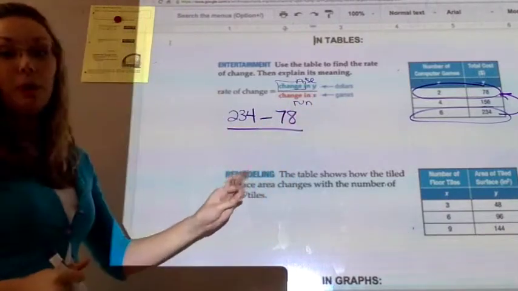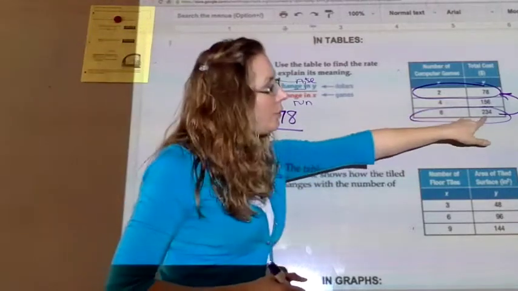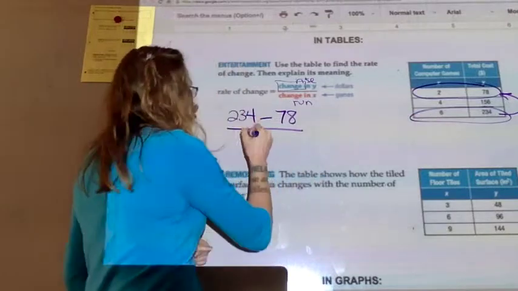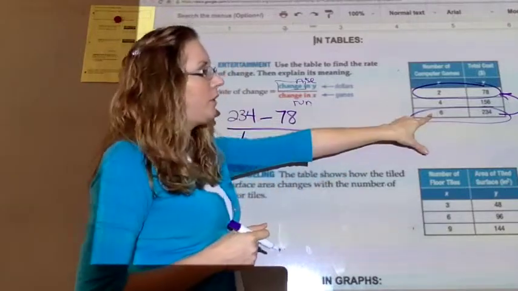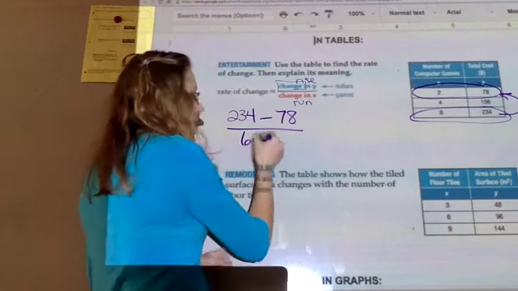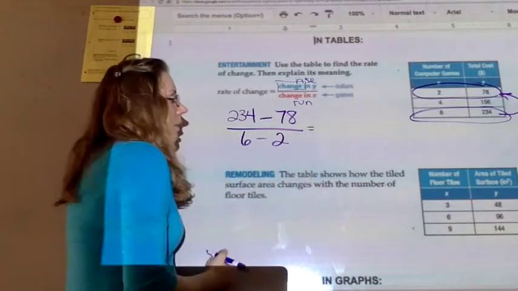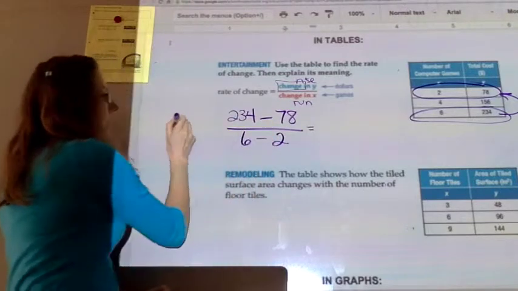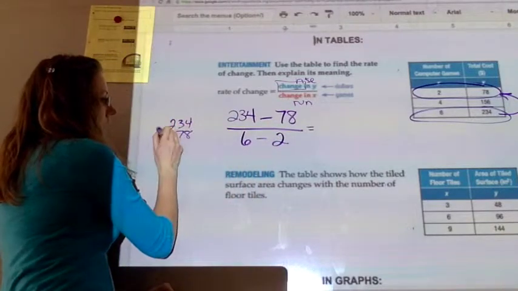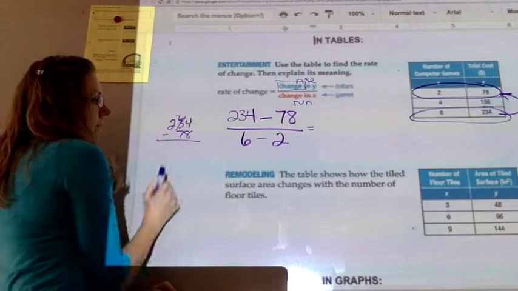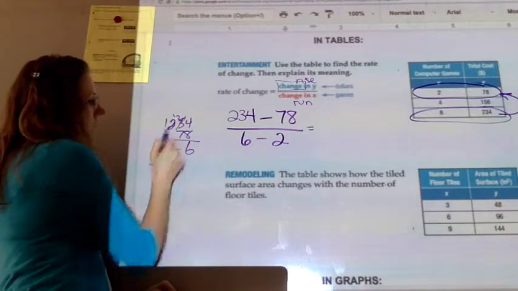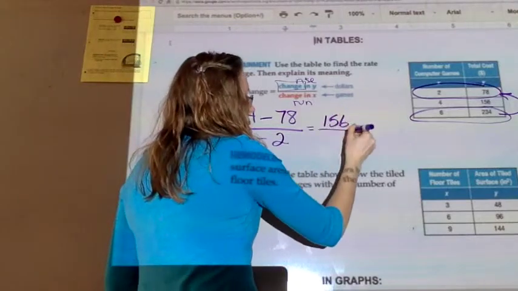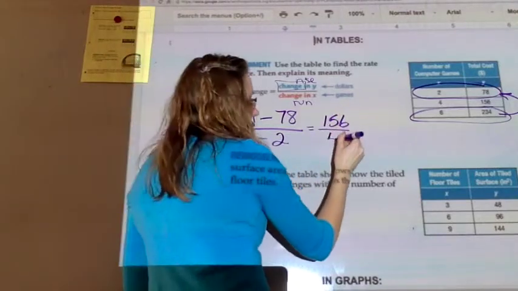I have to use the same points. So I'm going to go here, because I started with 234. I'm going to start with the corresponding x value, 6. And to find how much it changed, I'm going to find the difference between it and 2. So 6 minus 2. So 234 minus 78. I have to write it to the side. I borrow. That's going to be 6. Borrow again. That's going to be 5. 156. Over 6 minus 2 is 4.